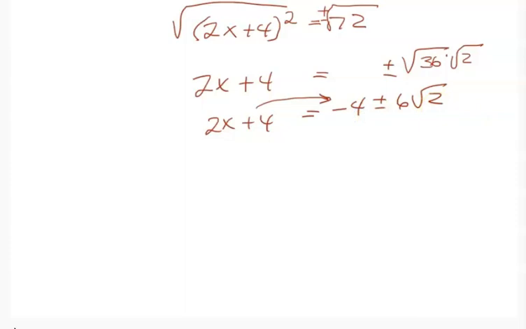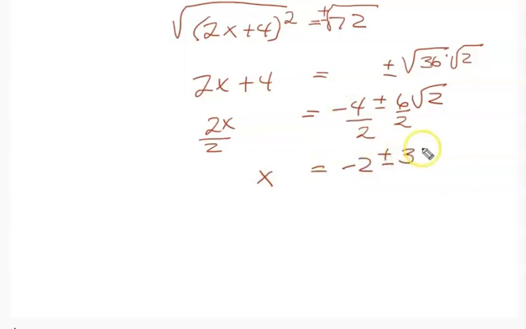We can now take that negative 4 away. And to solve for x, we're going to divide both sides by 2. And you could put it all over 2, or you could put each term over 2. There's a couple of ways to do it. So this gives you x equals negative 2 plus or minus 3 the square root of 2 as your final answer. And if you had to separate it, you'd have negative 2 plus this, negative 2 minus this.